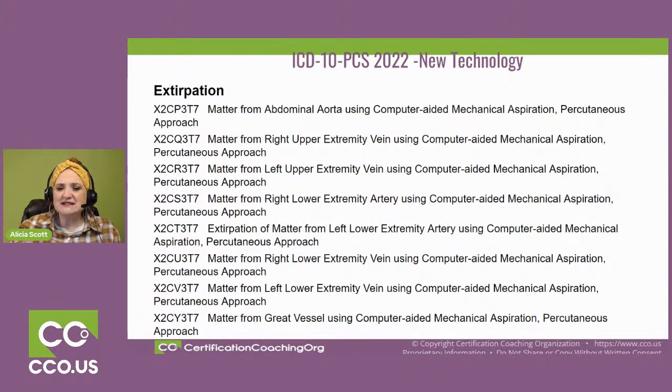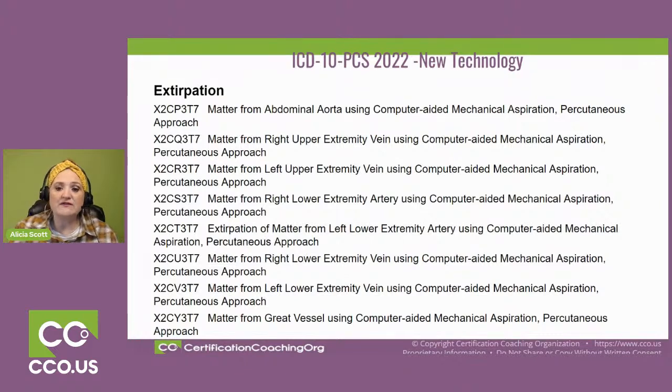But PCS is a little different, in that you build the codes as you go when you're coding. It's not like you remember that if we're working with abdominal aorta, it's X2C PT3T7, right? No, you go to X2C and then you start filling in the blanks with P3T7, right? Okay, so we're looking at extirpation.